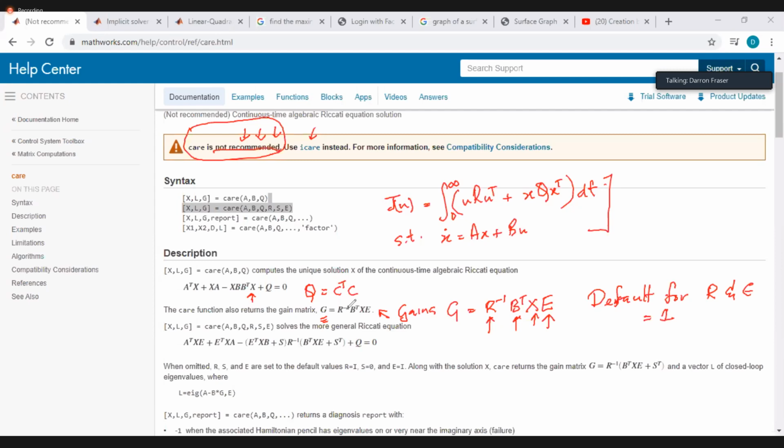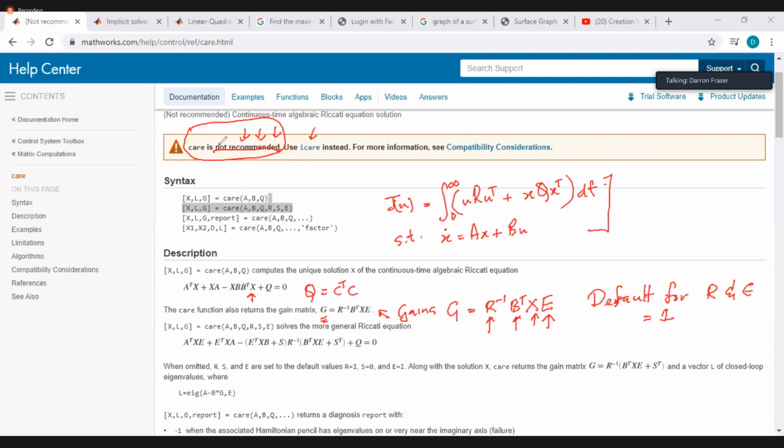And then the gains that we want are going to be R inverse. R is the default matrix I, unless we are told otherwise or want to use otherwise. And E is also I, unless we are told otherwise or want to use otherwise.